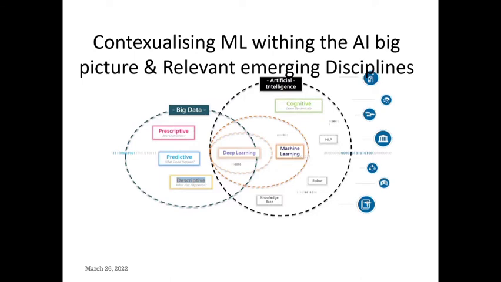Because AI has been here for a long time. It's not something new. However, the machine learning aspect of it is the one that came and tried to change the whole system. When you talk of AI, as you can see, this is the big I, artificial intelligence.